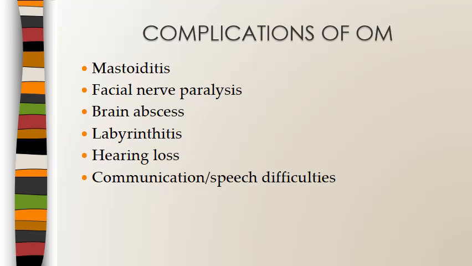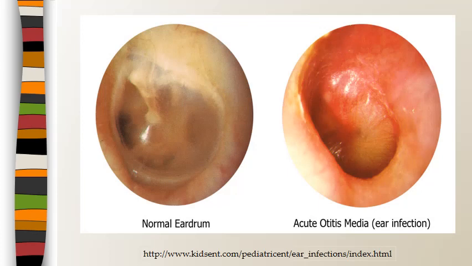So this is a picture of a normal eardrum that is on the left-hand side, and you can see that this is not red in color. When you look at the right-hand side, what you can see is that there's an acute otitis media, and you can see that the eardrum is a little bulgy, that it is red in color, and if you look really closely at it, you can see a little bit of fluid accumulation.